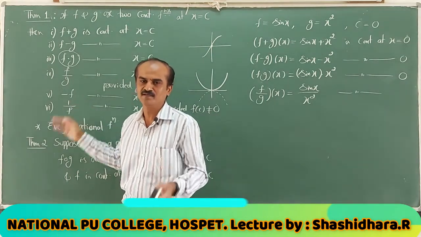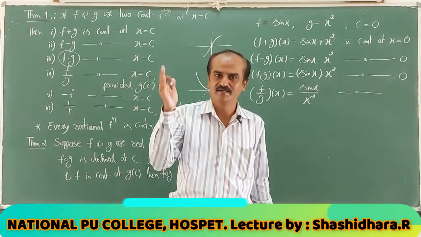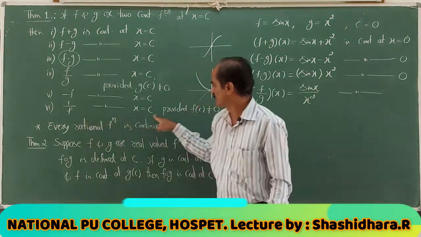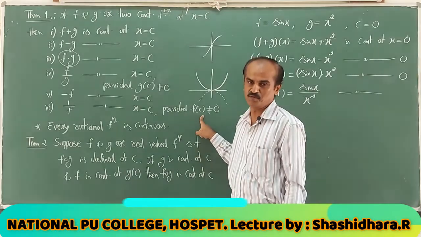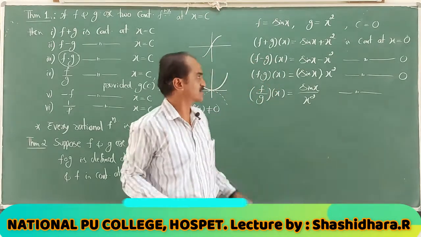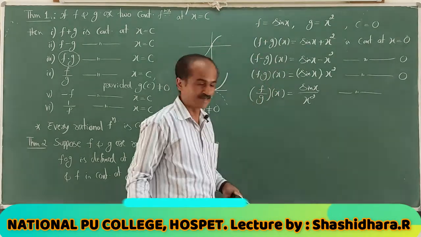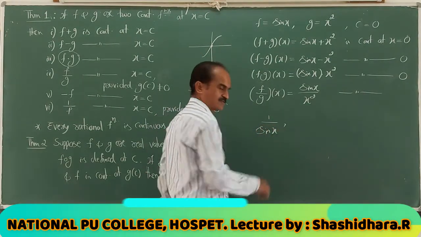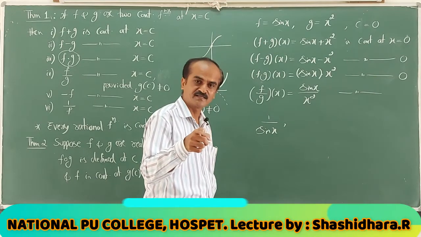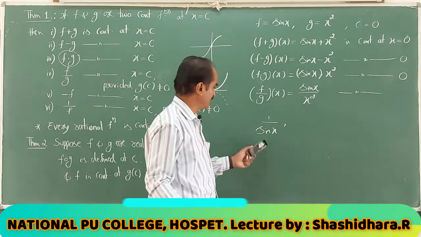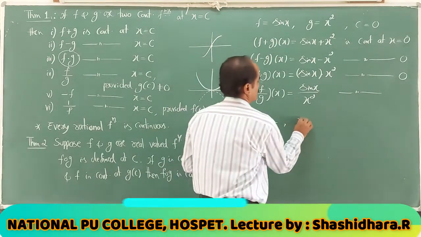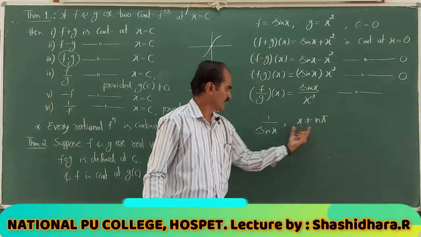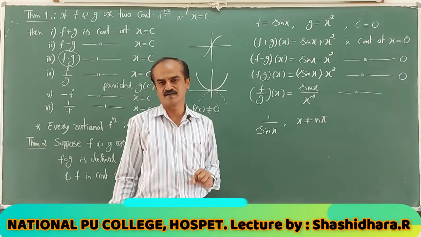In the same way, if a function is continuous, its reciprocal is also continuous, provided the denominator function is different from 0. That is, if sin x is a continuous function, then 1 by sin x is also continuous. At which points? The points leaving where sin x becomes 0. So x should be different from n pi. Leaving these points, 1 by sin x is also continuous.